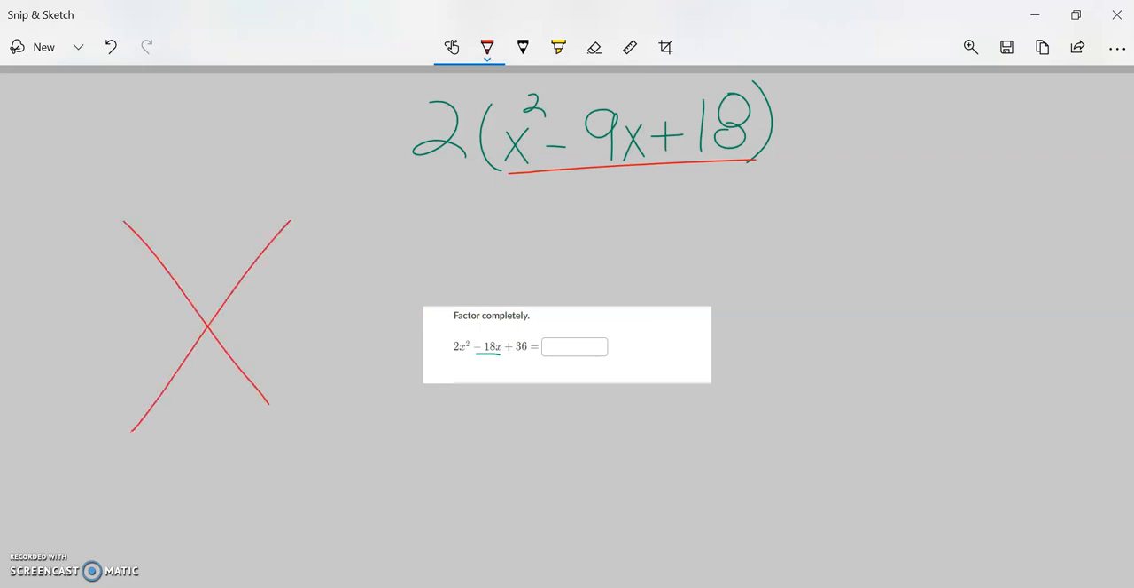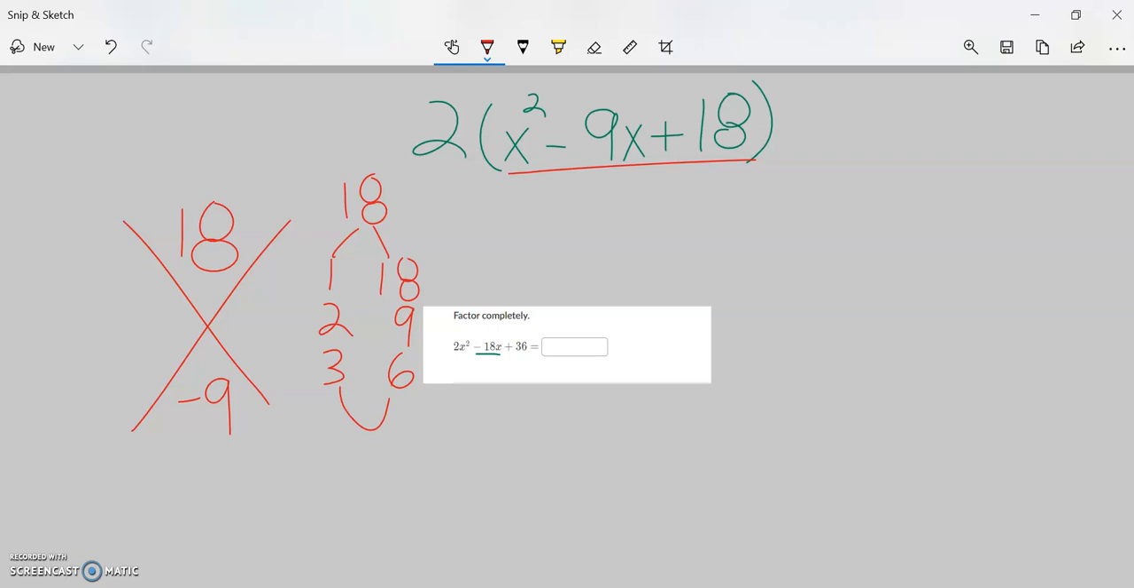So a times c is 18. 1 times 18. And our b value is negative 9. Then we're going to do our factor tree of 18. 1 and 18. 2 and 9. 3 and 6. 4 does not go into 18. 5 does not. And 6 is there. So we are done factoring.